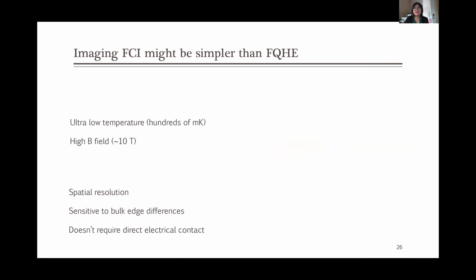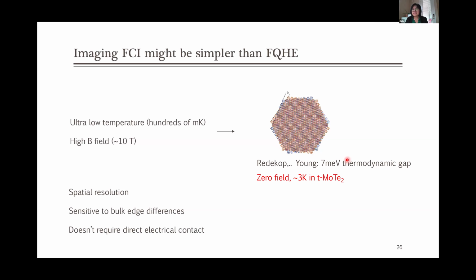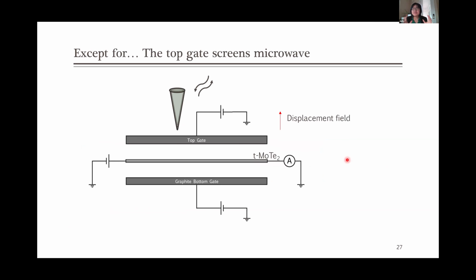So in this system, we now have a larger thermodynamic gap, which is 7 meV. This is much, much larger than the gap of a normal fractional quantum Hall effect in a two-dimensional electron gas or graphene. It doesn't need us to apply a magnetic field, and we can even see that state at around 3 Kelvin in twisted molybdenum telluride. So that gives us a great material system to study.